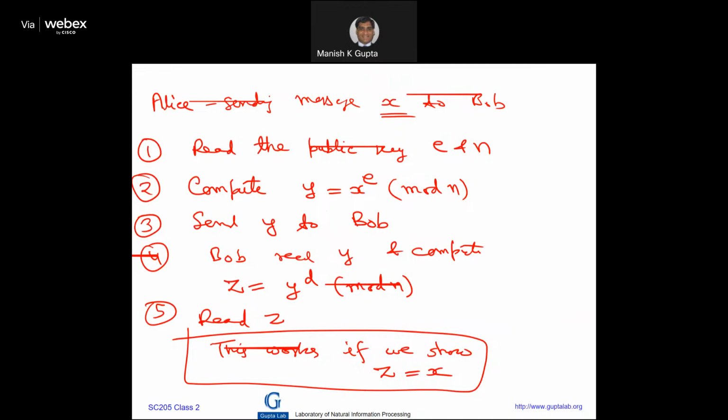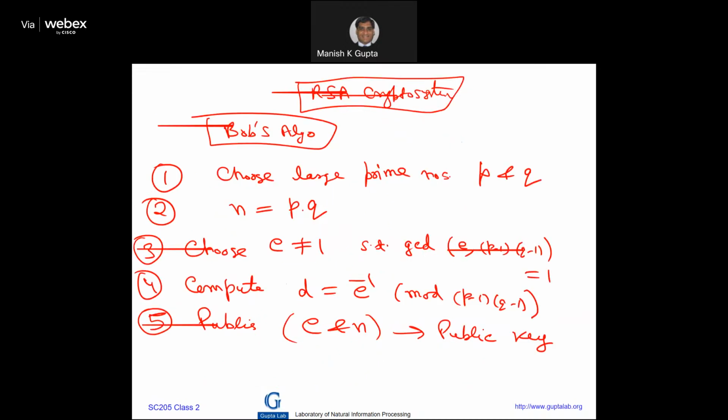Do you want to see the beauty now, how it works? Okay. So I hope you understood, right? I'll again reiterate the protocol. Bob does certain preparation. First, he chooses two large prime numbers, P and Q, computes the product of those prime numbers, calls it N, chooses a number E which is not equal to 1 and for which the GCD of E and (P minus 1)(Q minus 1) is 1. Then compute the number D which is the inverse of E. D is actually the private key of Bob. And then he publishes E and N as a public key.